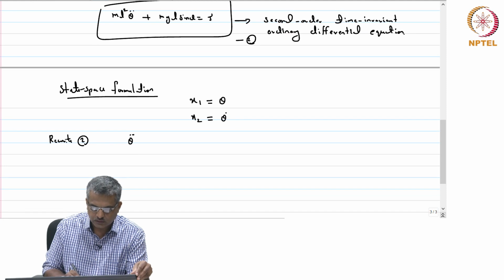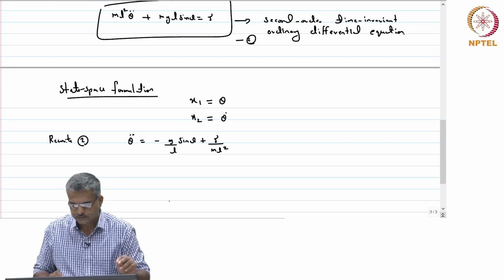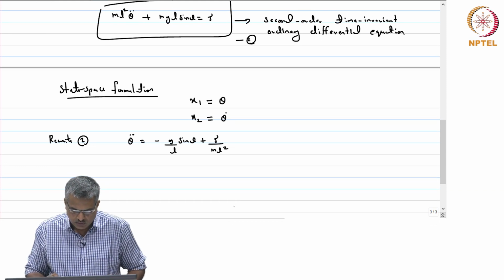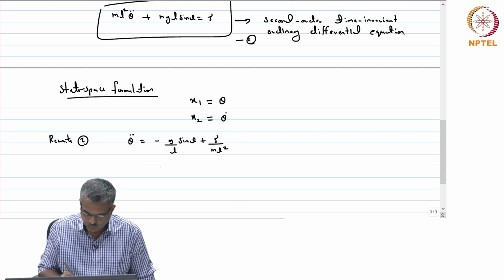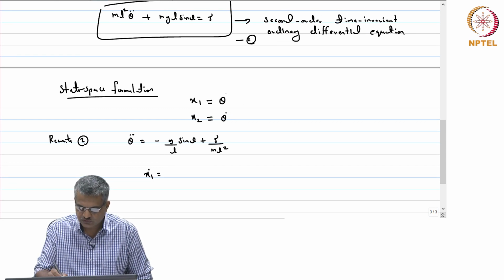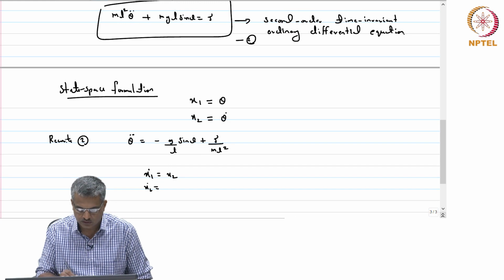So, I can solve for theta double dot as minus g by L sin theta plus tau by ml square, right. I just divide it throughout by ml square. Now, the usual way that we do, we take the derivative of x1. So, x1 is theta and x1 dot is nothing but x2, and x2 dot is nothing but theta double dot, which will come from this equation. So, it will be minus g by L sin of x1 plus tau by ml square.